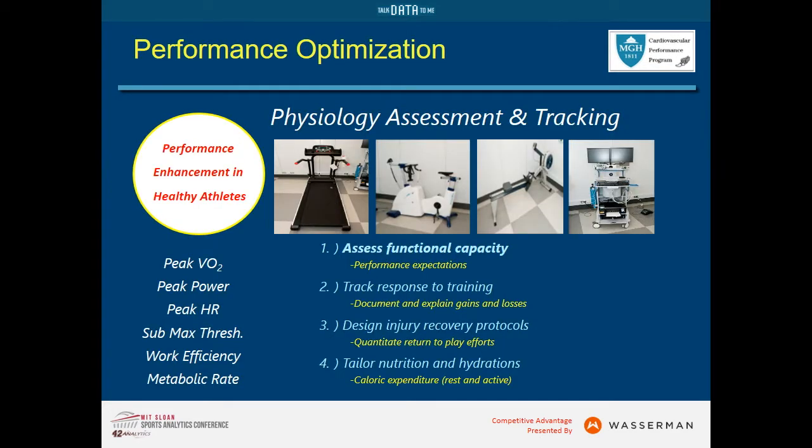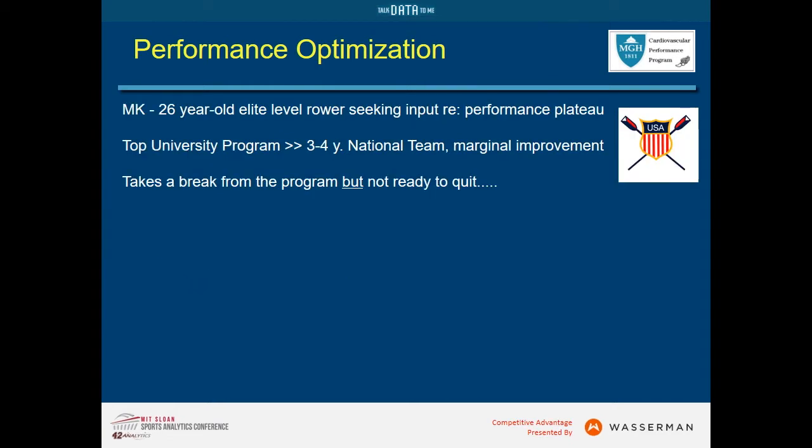So one of the things we spend a lot of time doing is basic physiology testing. And when you bring an athlete into the exercise lab, you can measure hundreds of things: peak oxygen consumption, power, peak heart rate, submaximal thresholds, work efficiency, metabolic rate. And we typically do so for one of four reasons. First and second are to assess functional capacity and to track response to training. We also do a lot of work designing injury recovery protocols and are increasingly being asked to tailor nutrition and hydration strategies for athletes that have different goals and different physiologic limitations.